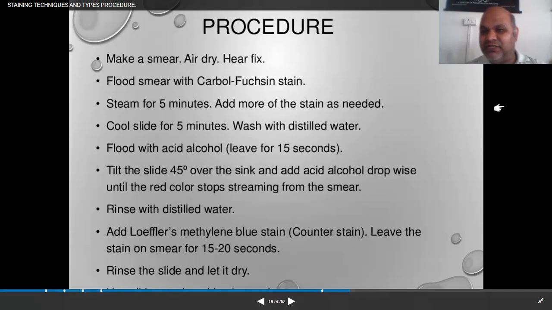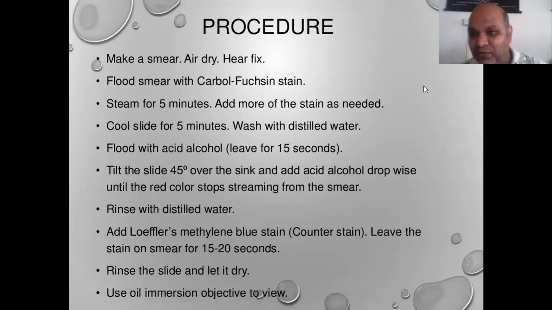Here, please remember, in the Gram staining, Gram positive bacteria are blue in color, but in acid-fast staining, the acid-fast bacteria are red in color. Here the acid-fast negative ones are blue in color. So in Gram staining, positive and negative are blue and red, while in acid-fast staining, positive and negative are red and blue. That is the difference between acid-fast staining and Gram staining.